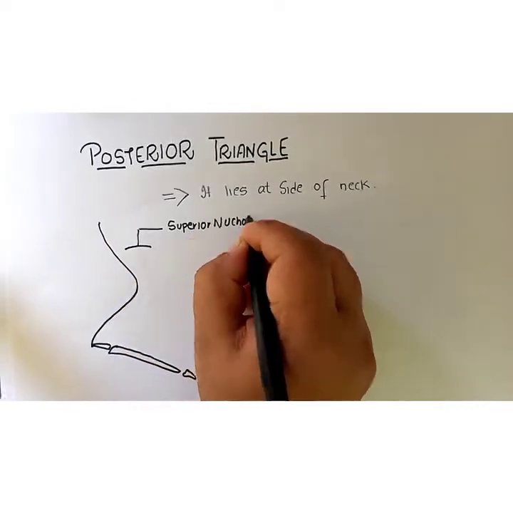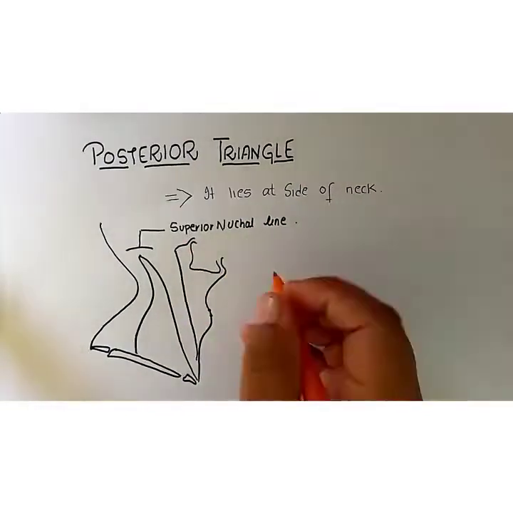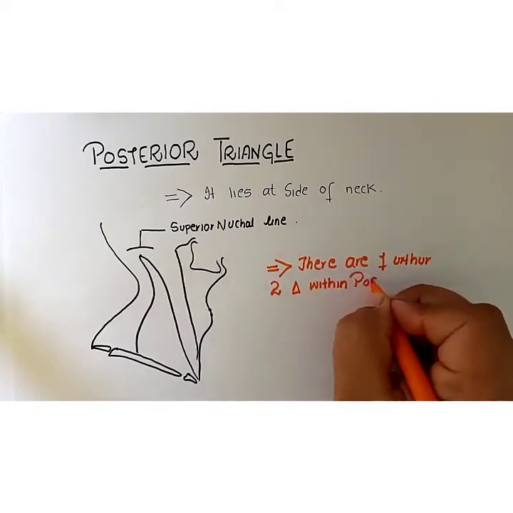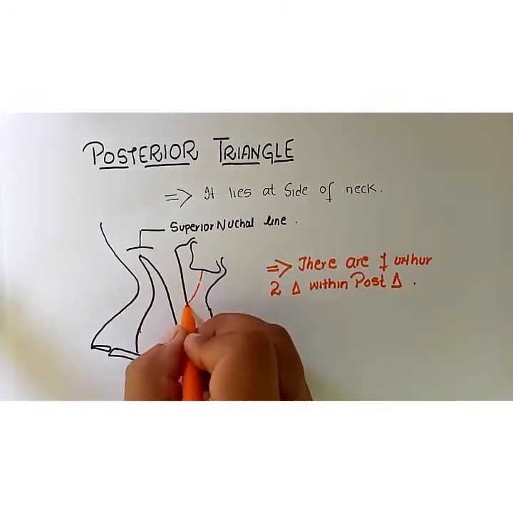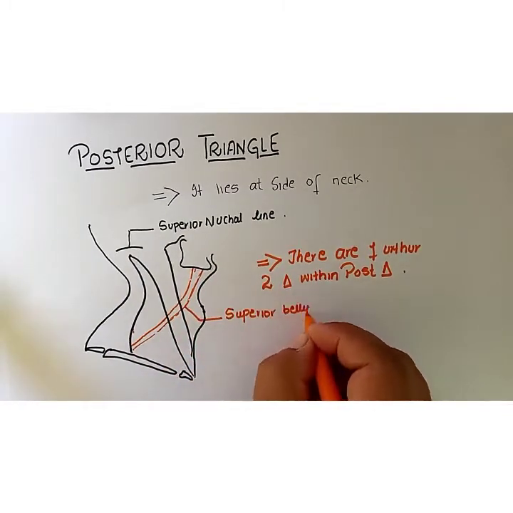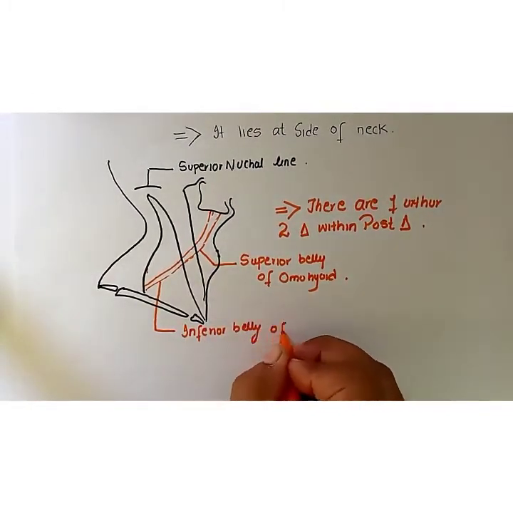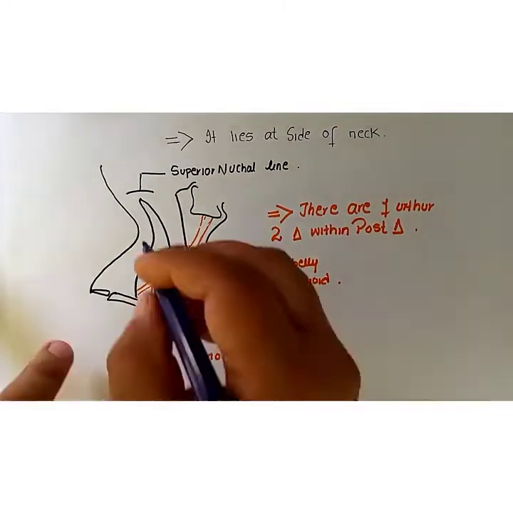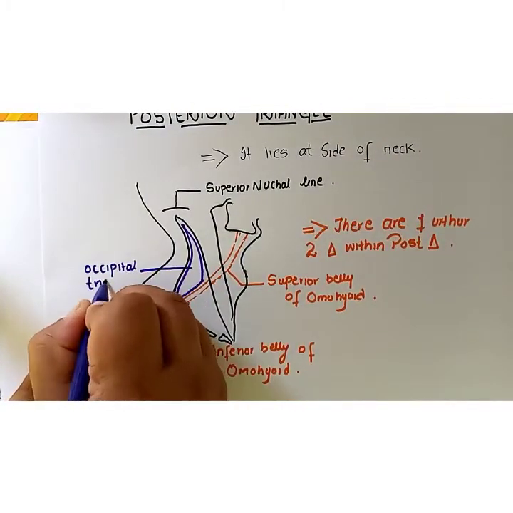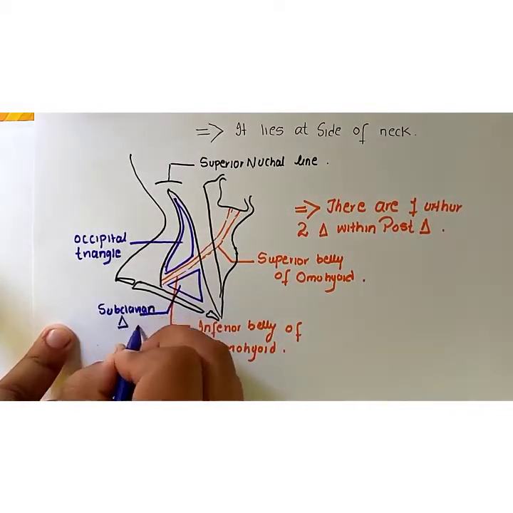So it starts from the superior nuchal line and ends at the intermediate third of the clavicle, and there are two further triangles within the posterior triangle, and the omohyoid muscle is basically responsible. Basically, the inferior belly of the omohyoid muscle is responsible for the division of the posterior triangle into the larger triangle, which is the occipital triangle, and the smaller triangle, which is the subclavian triangle.